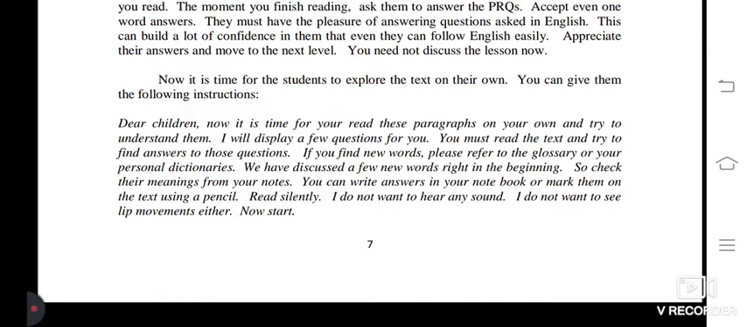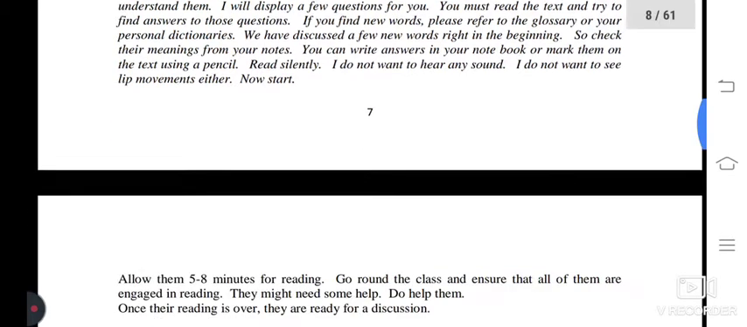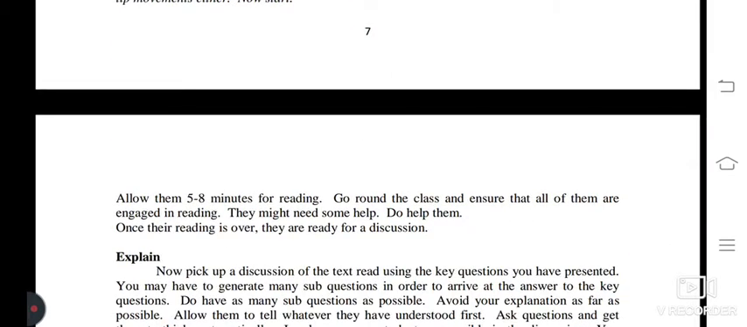You can write answers in your notebook or mark them on the text using a pencil. Read silently. I don't want to hear any sound. I don't want to see lip movements either. Now start. Allow them 5 to 8 minutes for reading. Go around the class and ensure that all of them are engaged in reading. They might need some help. Do help them. Once the reading is over, they are ready for a discussion.